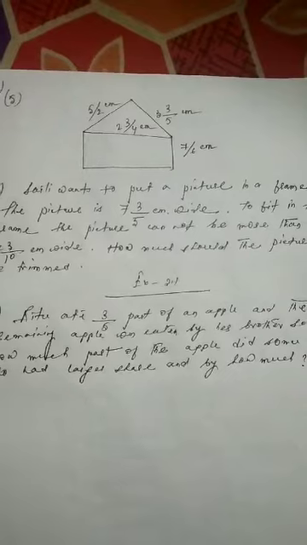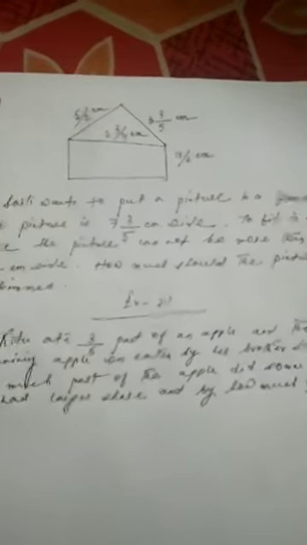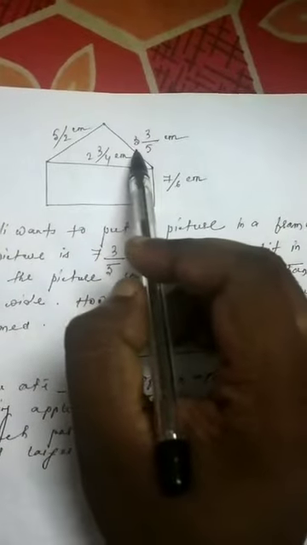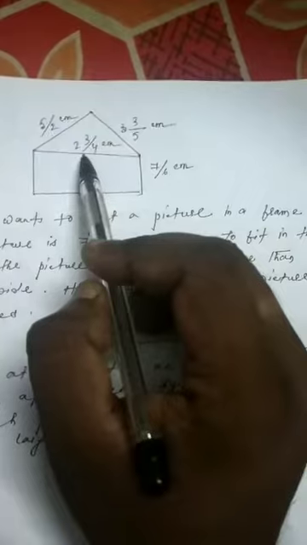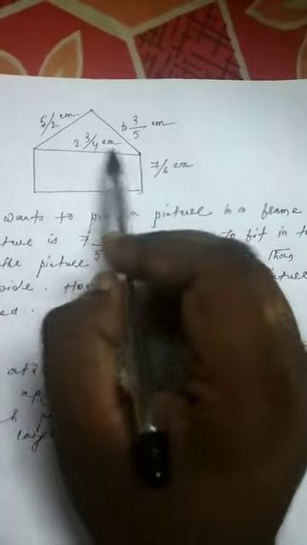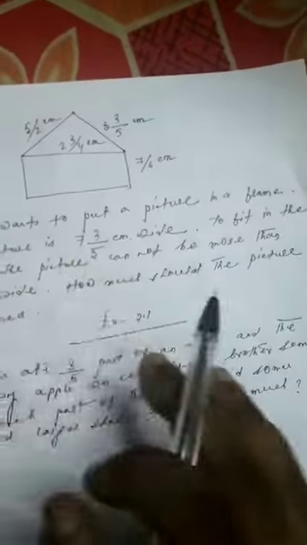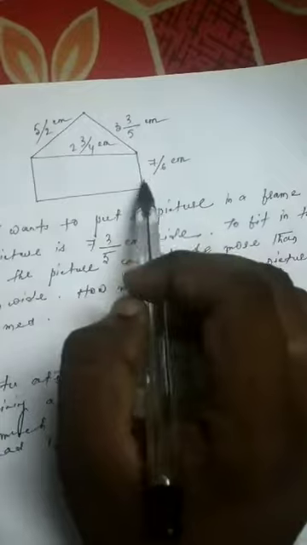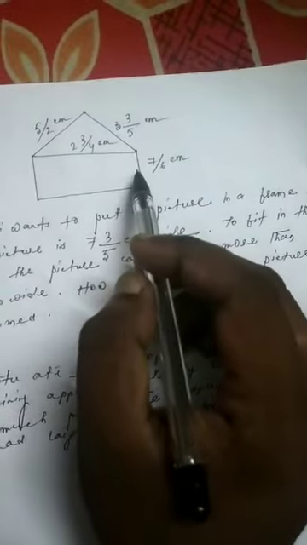So the triangle has the measures: one side is 5 by 2 centimeter, one side is 3 by 5 centimeter, and the other side is 3 by 4 centimeter. This is a triangle, so for this triangle we have to find the perimeter, as well as we have a rectangle over here, whose perimeter also needs to be found.